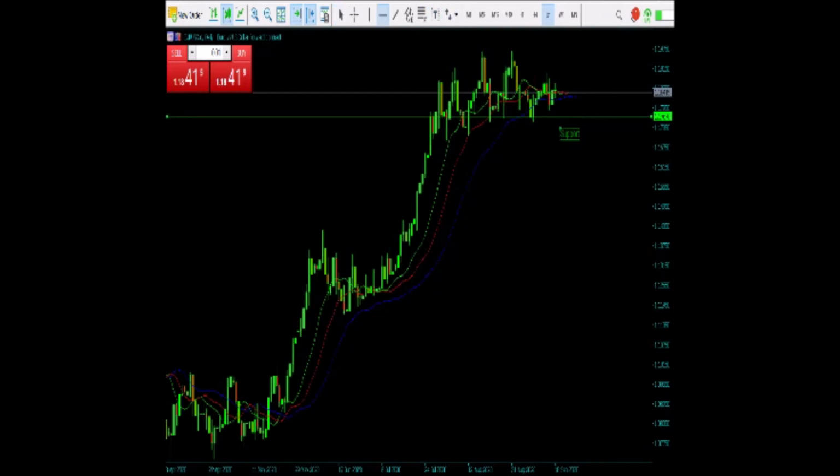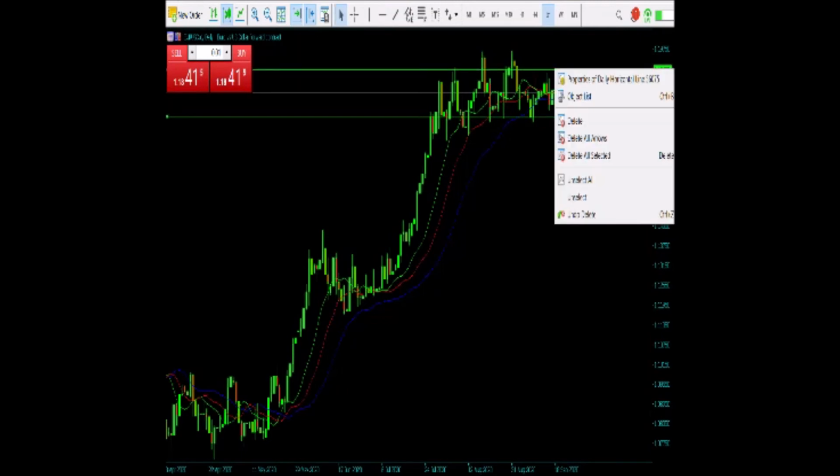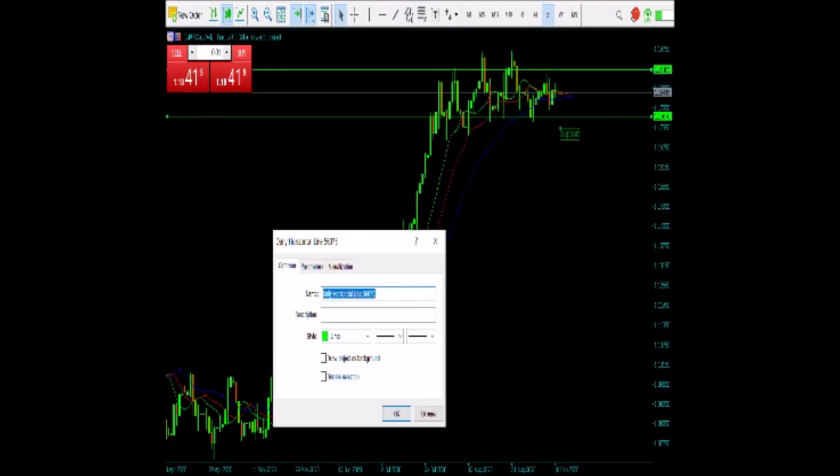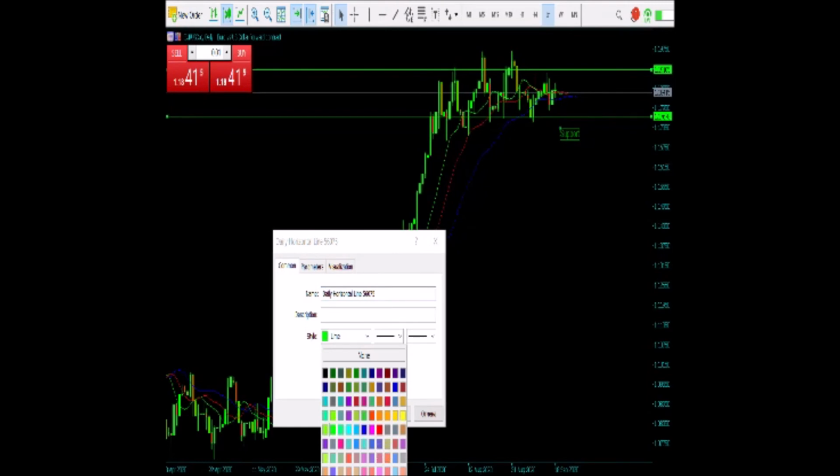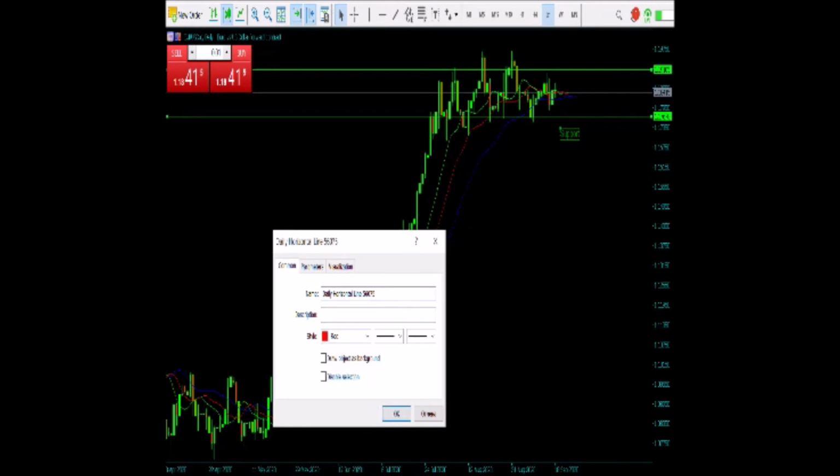And we also can see a resistance level, so we can just draw a line. And for your convenience, you can change all the settings by right-clicking and choosing properties. So you can choose the exact color you're interested in, and in our case, that would be a resistance.